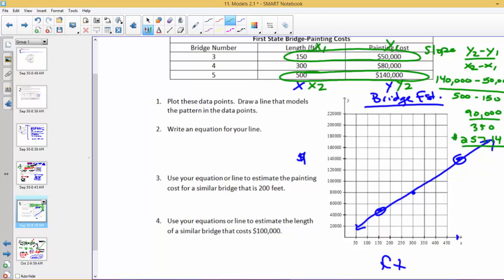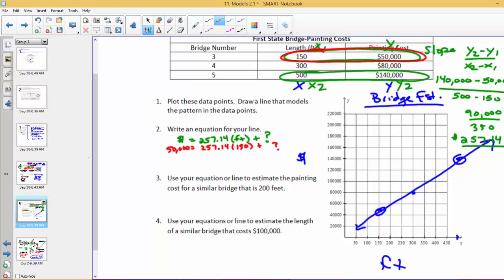So now you have to go back and get your b. So you have y, instead of y, let's use the words. So you have the money equals 257.14 times the length, so the feet, plus the b. So this is the thing in question that we need to solve. So you're going to pick a point. I'm going to pick the first one because the numbers are smaller. Plug 50,000 in for y. Plug 150 in for x. And solve for the thing in question.